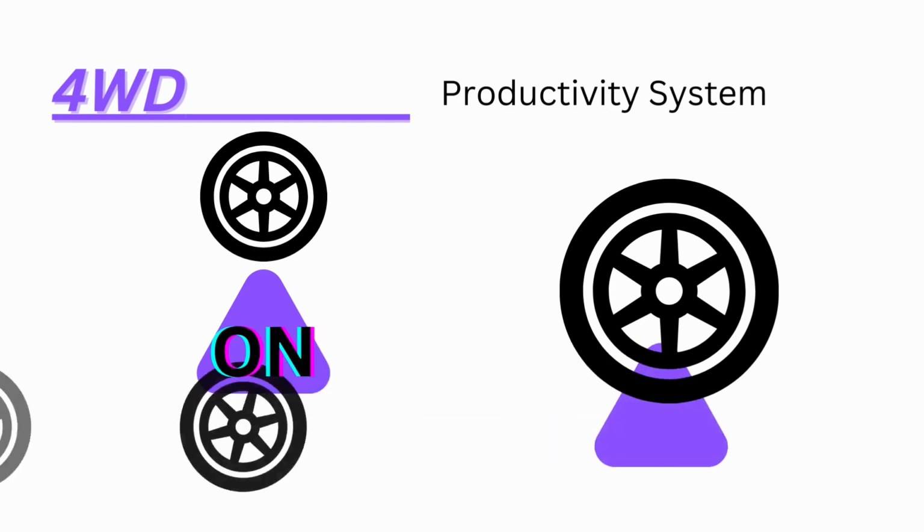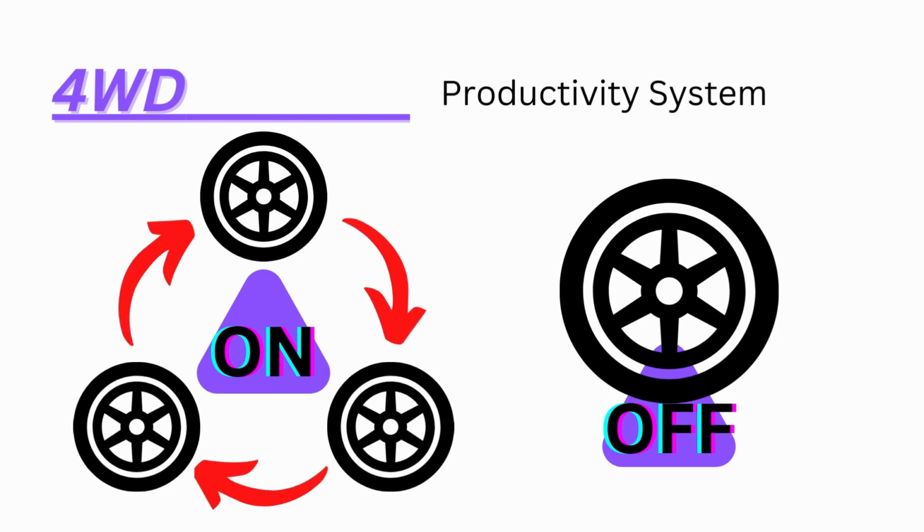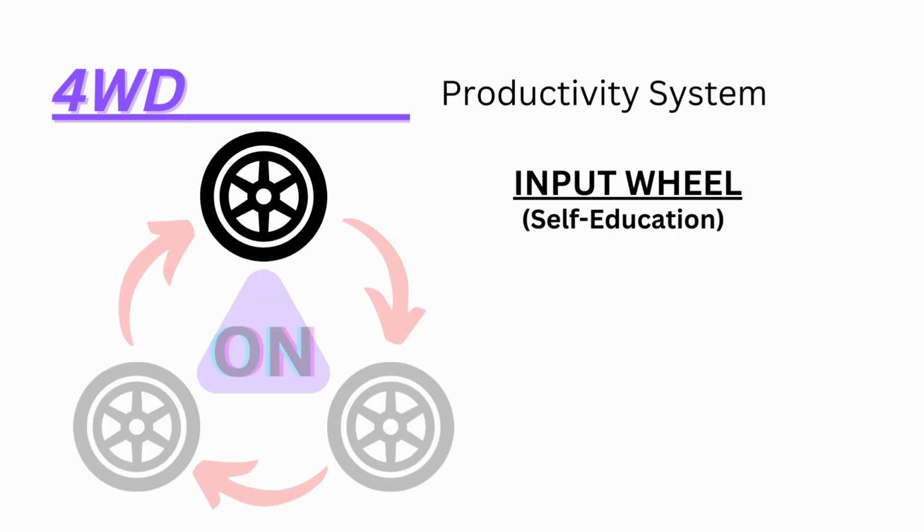Now, four-wheel drive is called four-wheel drive because it consists of four separate wheels. These aren't physical wheels, of course. These are repeating mini schedules that we will utilize in a certain order in order to maximize our productivity. Okay, now your first wheel is your input wheel. This is your self-education wheel.